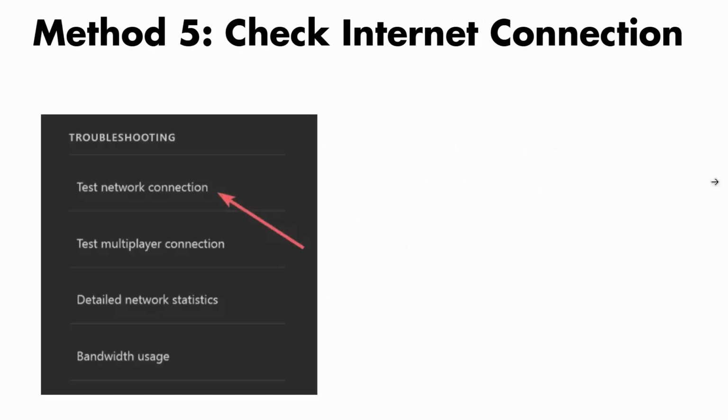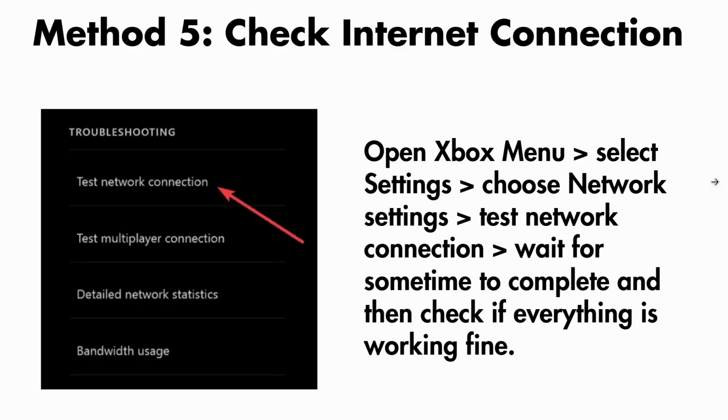Next is to check internet connection. For that open Xbox menu, select settings, choose network settings, click on test network connection, wait for some time to complete and then check if everything is working fine.